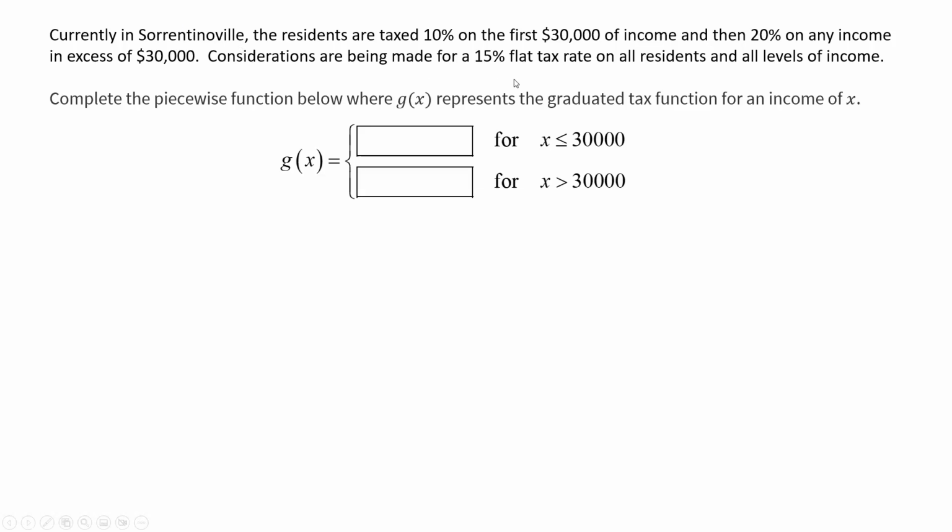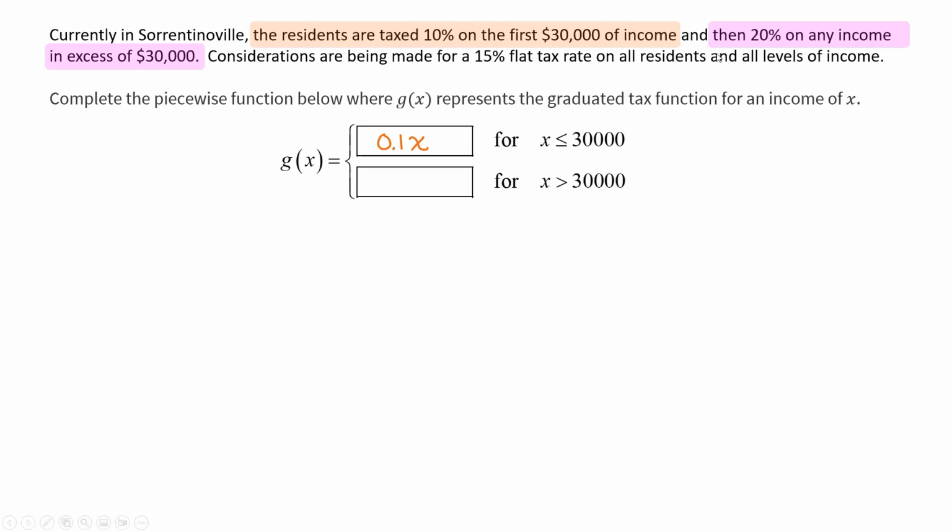And then you have a flat tax of 15% on all residents, and they're going to make comparisons between the two. So the first thing you were asked to do is to complete the piecewise function, where g of x represents the graduated tax function for an income of x. Well, if you're $30,000 or less, your tax is just going to be 10% of your income. So 0.10 times x. So that's not a big deal. It's when you start earning over 30,000 that you're going to have 20% applied to anything over 30,000.